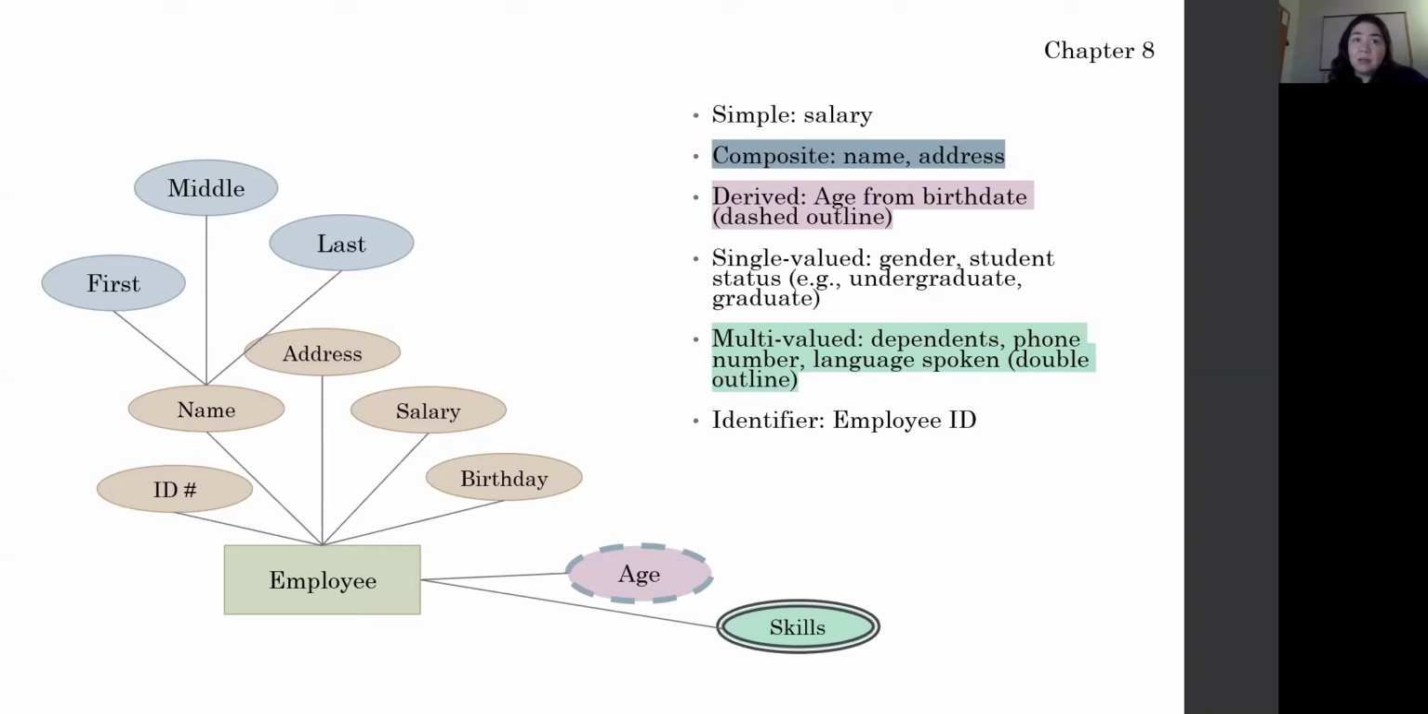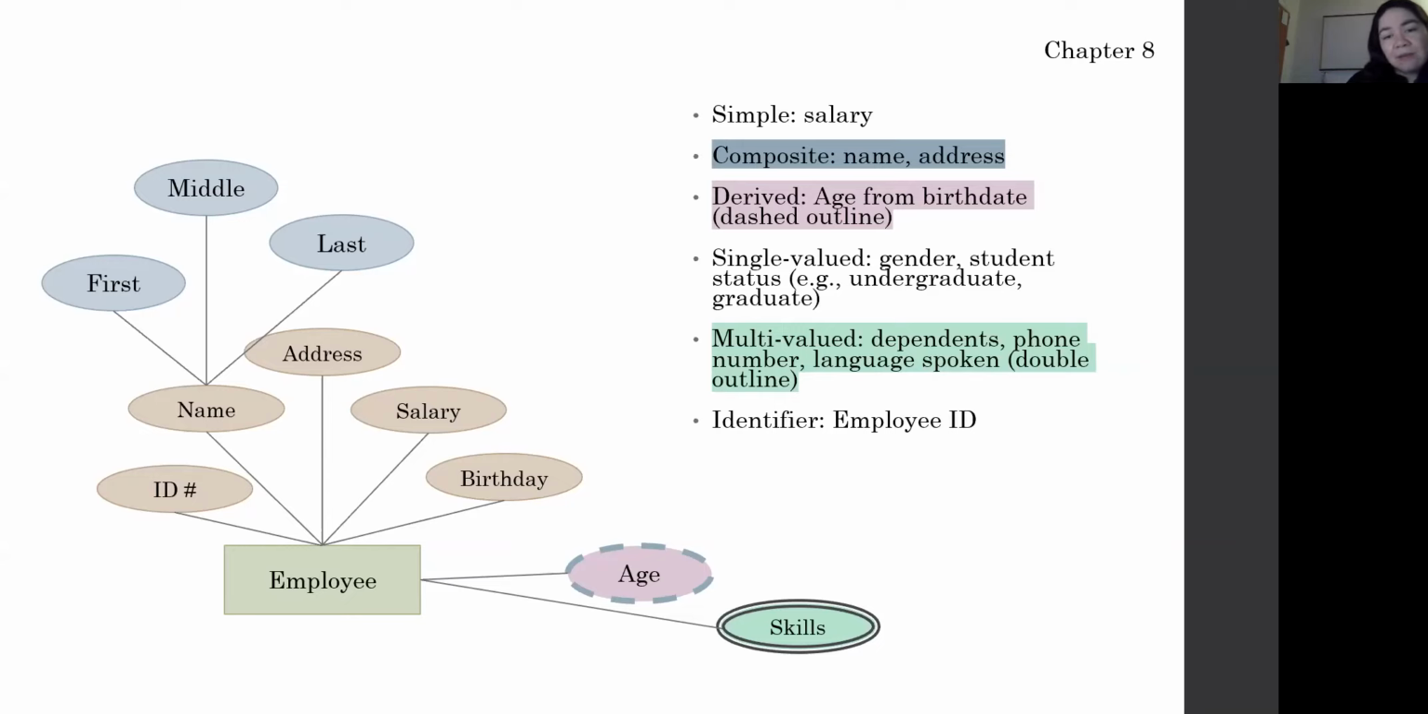A birthday, you could do that too. You could store the month and the day and the year totally separately if you wanted to, but you wouldn't necessarily have to. You can see the derived value with this, and I color coded it so you could find it easily, but if you do this in black and white, you don't need the colors. So the dashed outline is what designates a derived value. So age is calculated from the birthday.